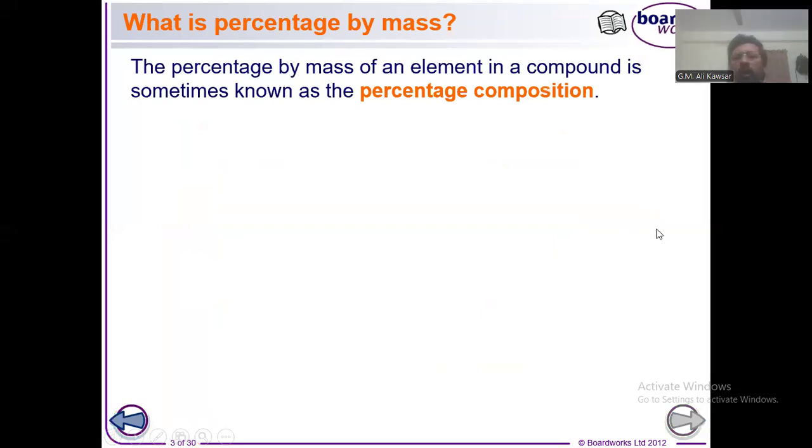Percentage by mass indicates the amount of different components present in a particular compound, in percent. For example, water is a compound, it contains hydrogen and oxygen. So how much percentage of hydrogen and how much percentage of oxygen is available in water, that we need to find out. That is actually finding the percentage composition. Let's see how we can do it.